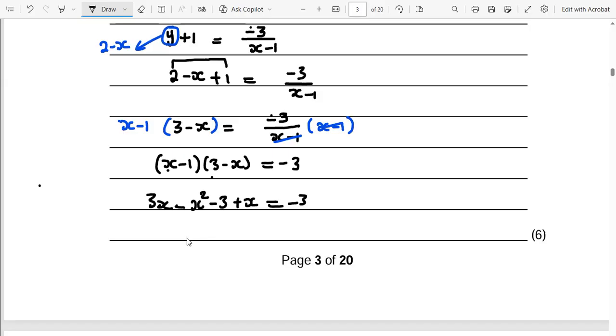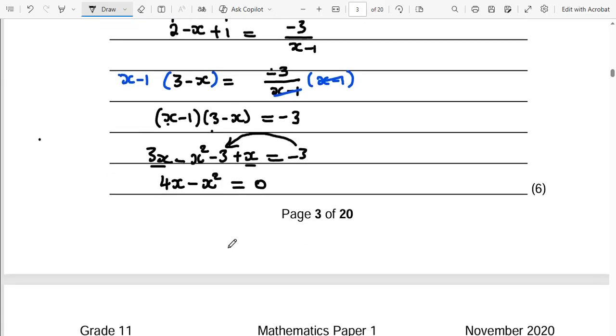Let's add the like terms and see what we have now. I can see that the 3x and the x give us 4x. So this is 4x minus x squared. When I bring the 3 to this side, it will cancel with that 3, because this one is negative on the right hand side. When it comes to the left hand side, it becomes positive, which will be 0. So I'm just going to equate this to 0.